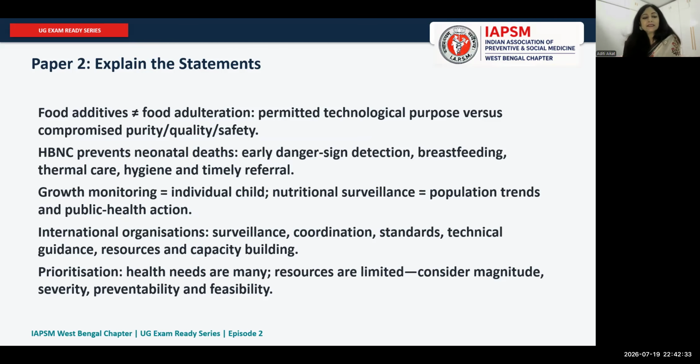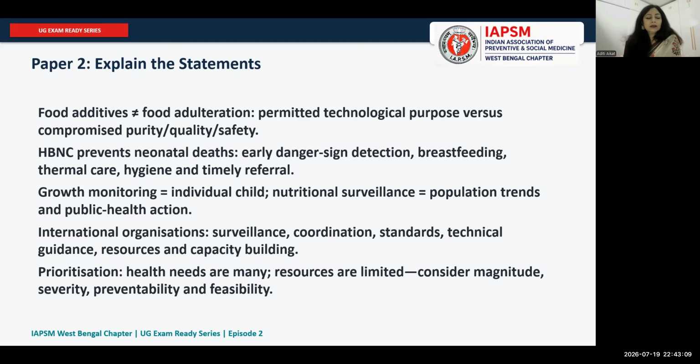Now coming to HBNC, it prevents neonatal death. That is home-based newborn care because it enables early danger sign detection, ensures breastfeeding initiation, proper thermal care by kangaroo mother care, and hygiene and timely referral. So these are the basic information that should be present in your answer.